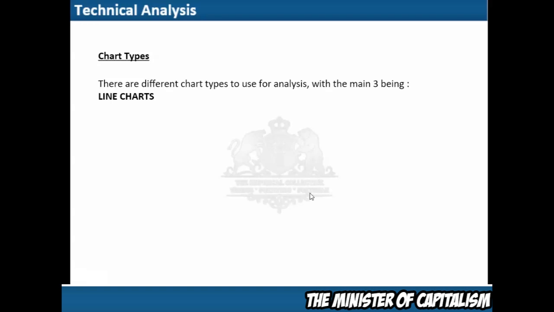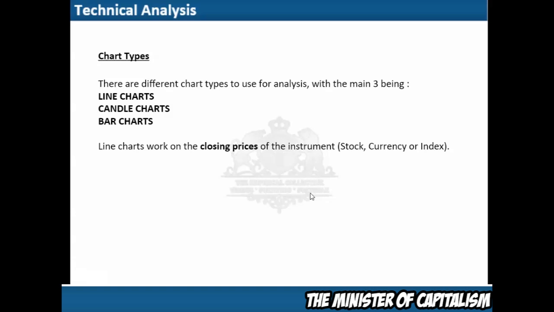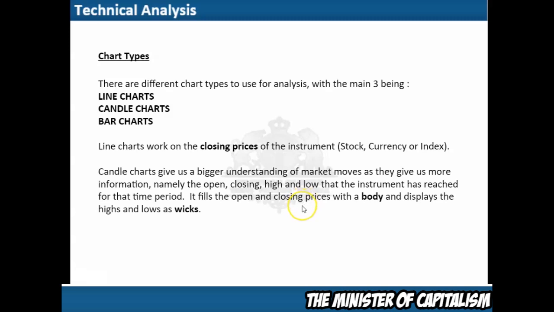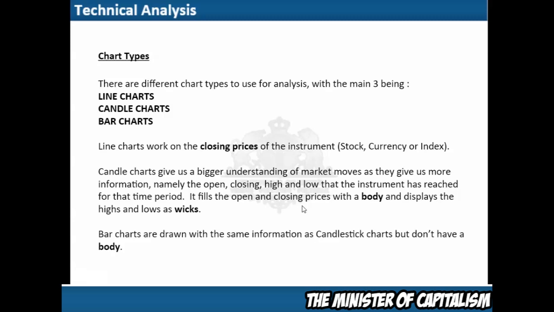Chart types. There are different chart types used for analysis, with the main three being line charts, candle charts, and bar charts. Line charts work on the closing prices of the instrument, the stock, currency, or index. Candle charts give us a bigger understanding of market moves, as they give us more information, namely the open, closing, high and low that the instrument has reached for that time period. It fills the open and closing prices with a body and displays the highs and lows as wicks. Bar charts are drawn with the same information as candlestick charts, but don't have a body.